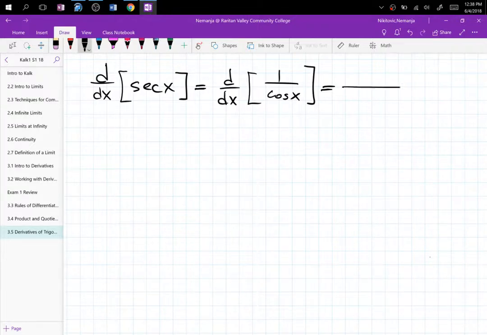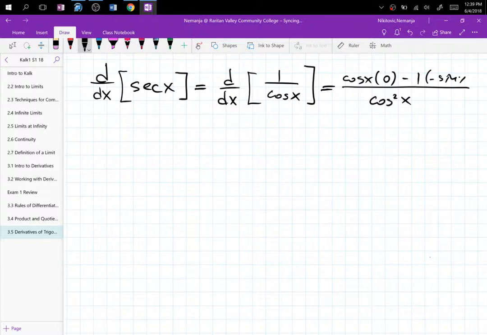All right, so let's see. We said cosine squared x in denominator. Write cosine x times 0, because derivative of 1 is 0. And then minus 1 times, and derivative of cosine is negative sine x. So now, the first term drops. The second term is just sine x. So all I have is sine x divided by cosine squared x.